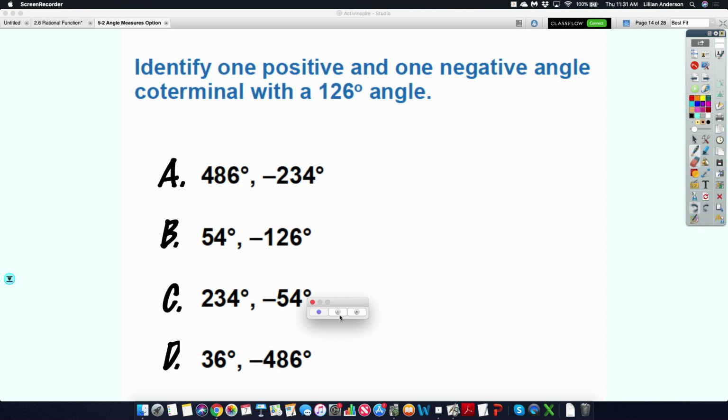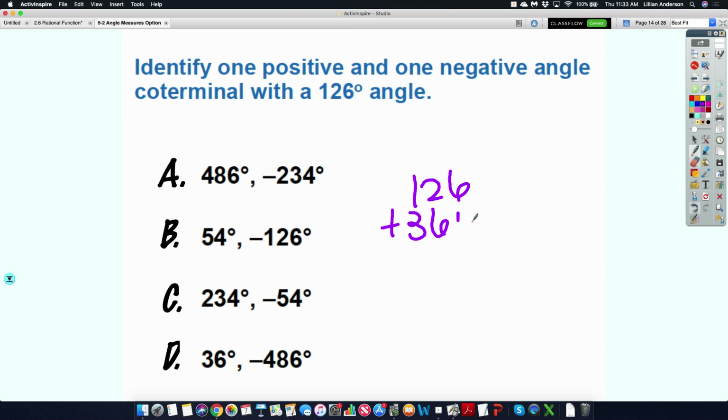I want you to practice. On your desk, I want you to identify one positive and one negative angle coterminal with a 126 degree angle. If angles are coterminal, that means you're going to either add or subtract what number? 360. In this case, because it is an angle that's given to you in degrees. So you can take 126 and add 360 to it to find another coterminal angle.